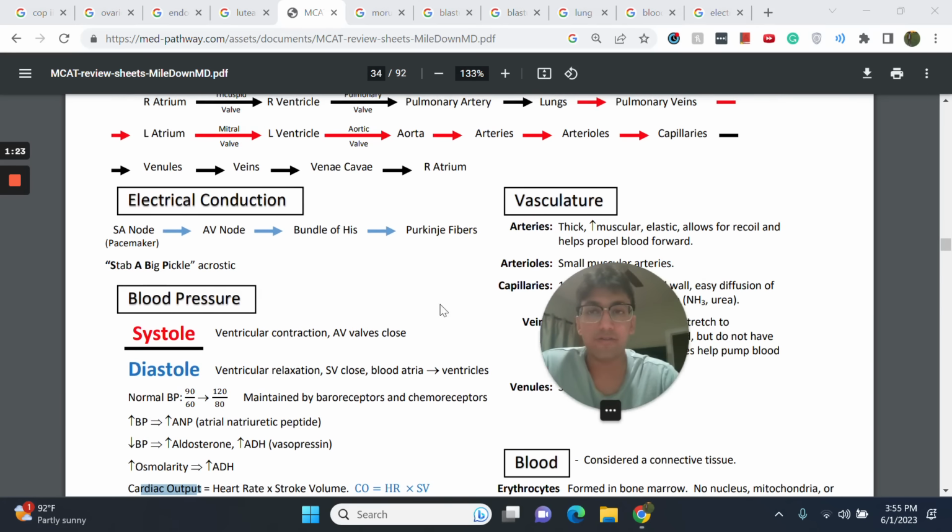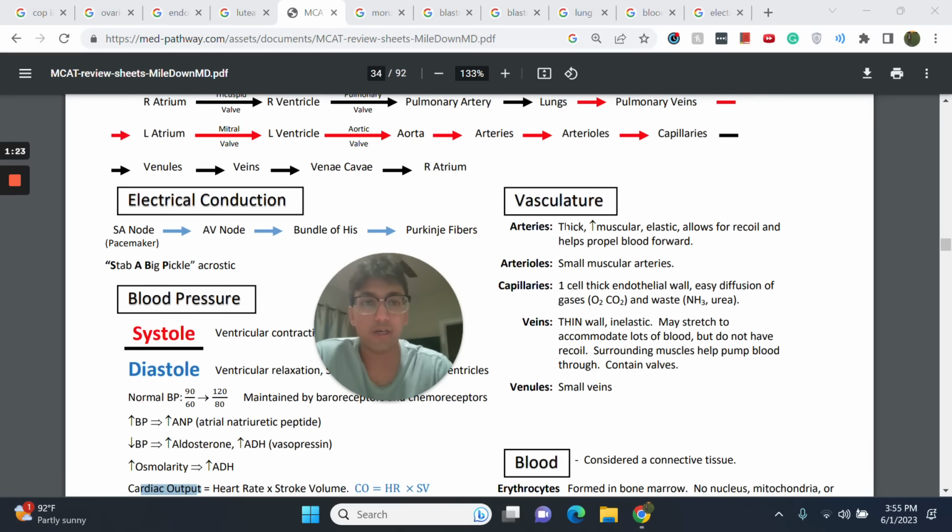Okay, let's talk about the vasculature real quick, which I kind of talked about already. Arteries are these thick, muscular, elastic blood vessels that allow recoil and help propel the blood forward. Why are they thick and muscular? Well, because they're sending blood through the rest of the body, so they have to be very, very thick. If you look at any pathology slide, you can kind of tell the difference between arteries and veins, because arteries just have these thick walls.